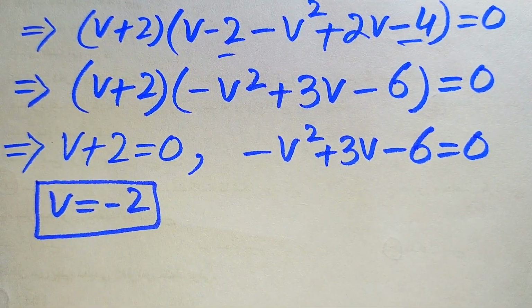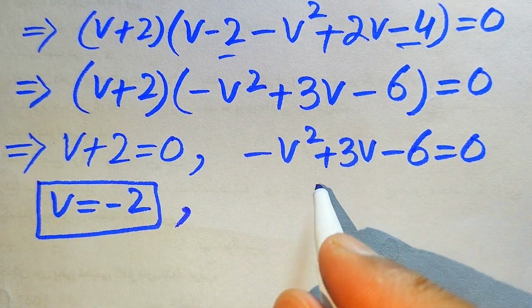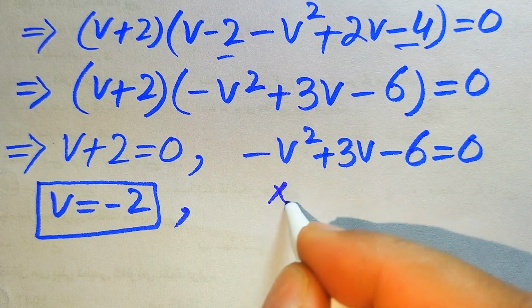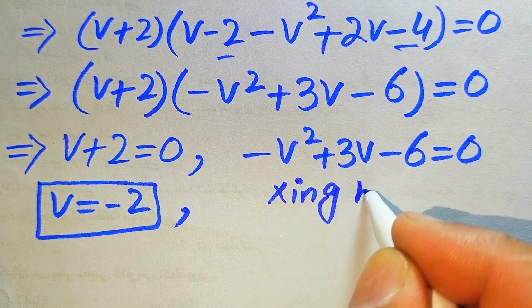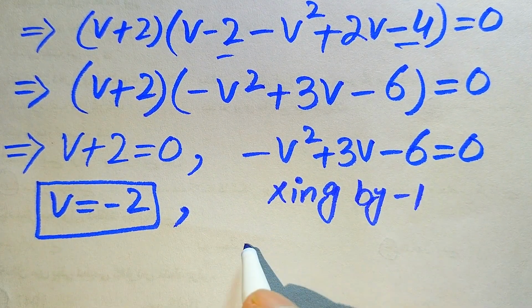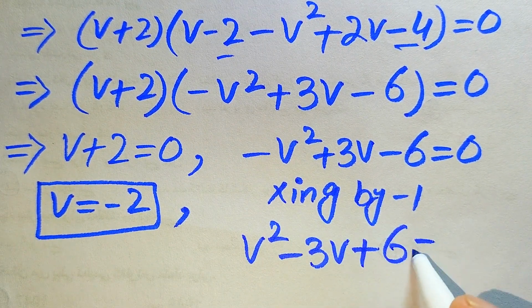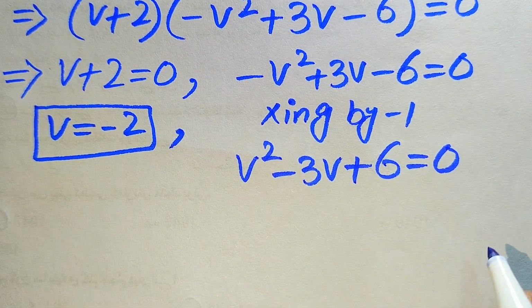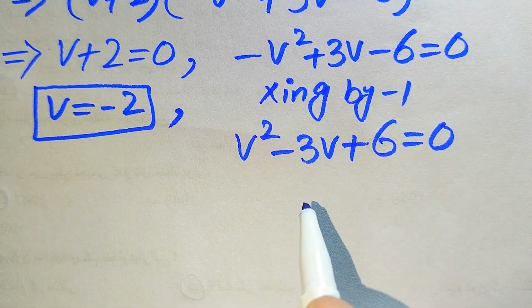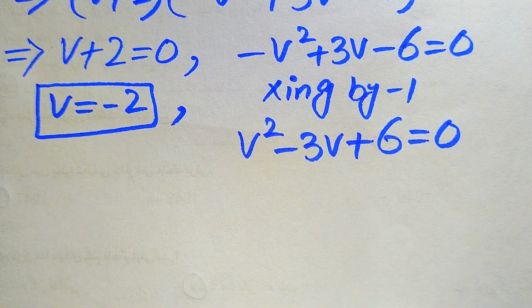This is the first root of the given equation, and from here we need to multiply both sides by minus 1, and when we multiply by minus 1 we get v square minus 3v plus 6, and this whole equation is equal to 0. So you see, this is a quadratic equation, and we know there are three methods to solve the quadratic equation. The first method is applying the factorization technique, the second is the completing square method, and the third is applying the quadratic formula.